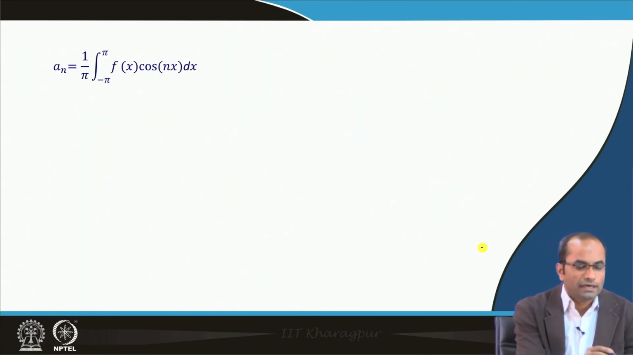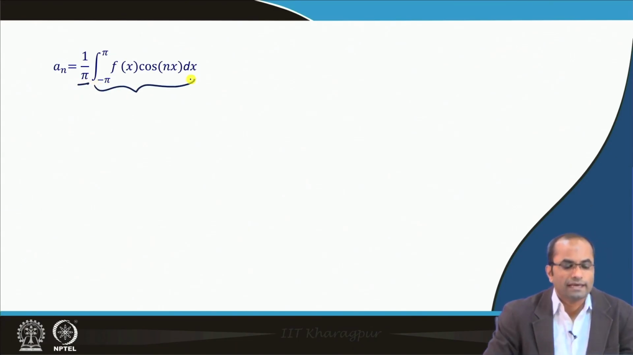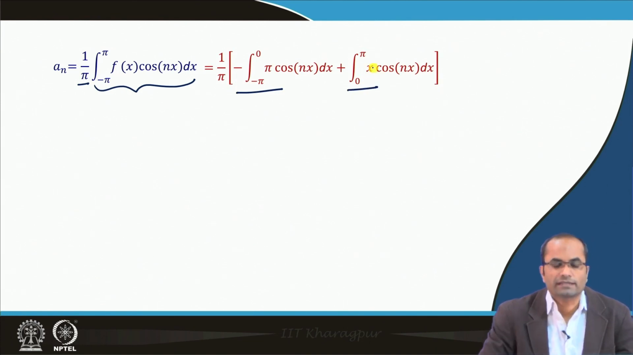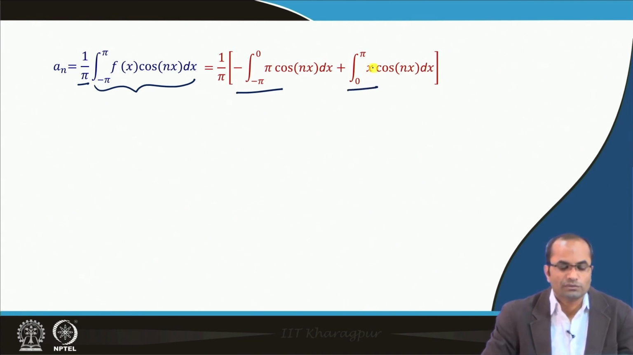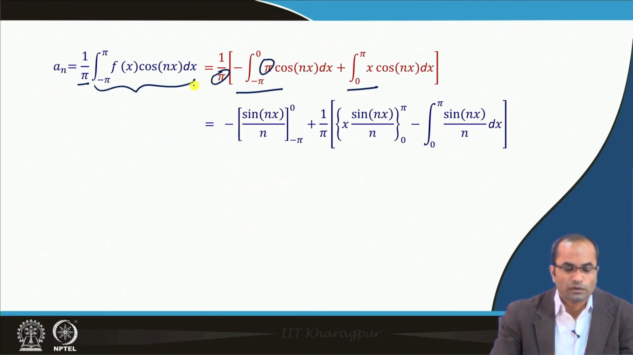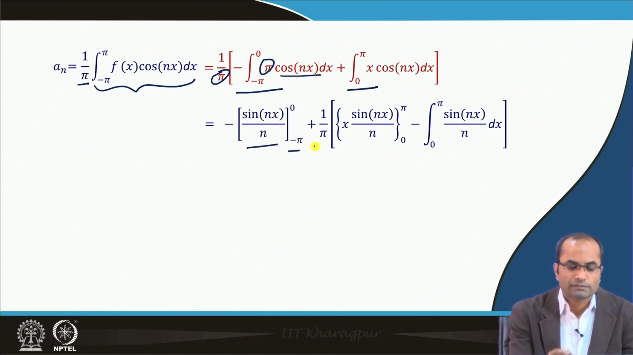So, for a n we have this formula, 1 over pi, and this f(x) cos n x. Again, f(x) is given as minus pi in the range minus pi to 0, and from 0 to pi it is given as x. So, we need to compute now these two integrals. For the first one, this pi and this pi get cancelled. We have cos n x, so that will be sin n x over n, and the limits minus pi to 0.